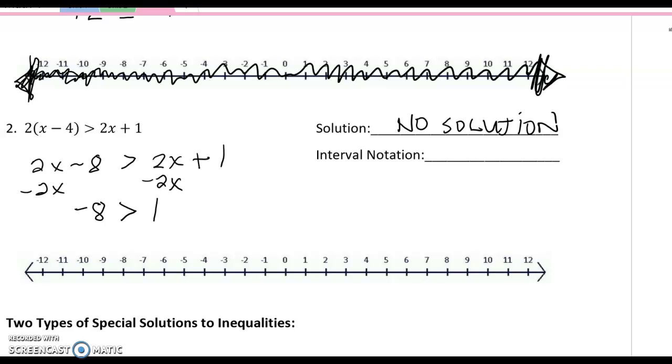Now when it comes to problems like this on a quiz or test, if you have an answer line for interval notation, you can go ahead and write the word none. That's telling me that there is no interval notation for no solution, which makes sense. In terms of a graph, just tell me there's none. There's nothing that we can do to graph because there is no solution.